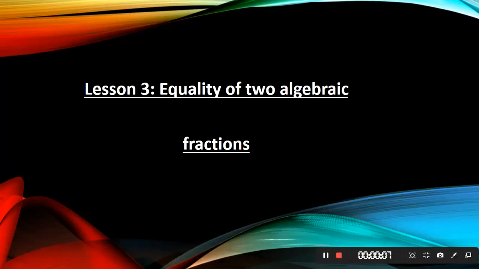Today we will study lesson 3, the equality of two algebraic fractions. We studied before how to find the domain of the algebraic fractions and how to find the set of zeros of the function. Today we will study how I can say that I have two equal algebraic fractions.